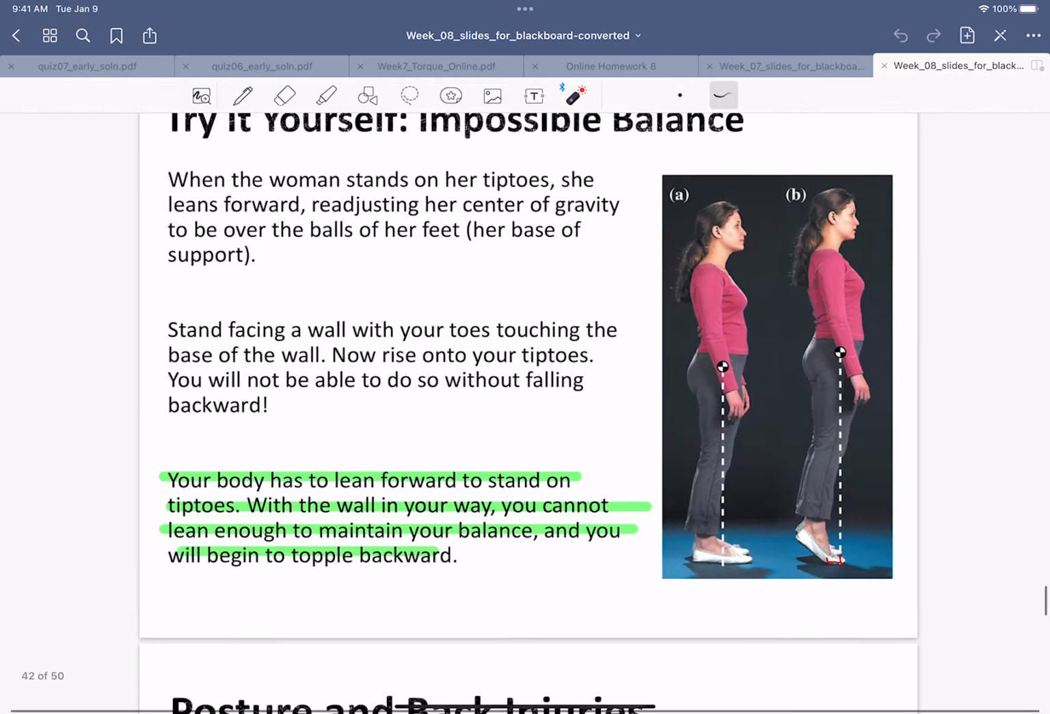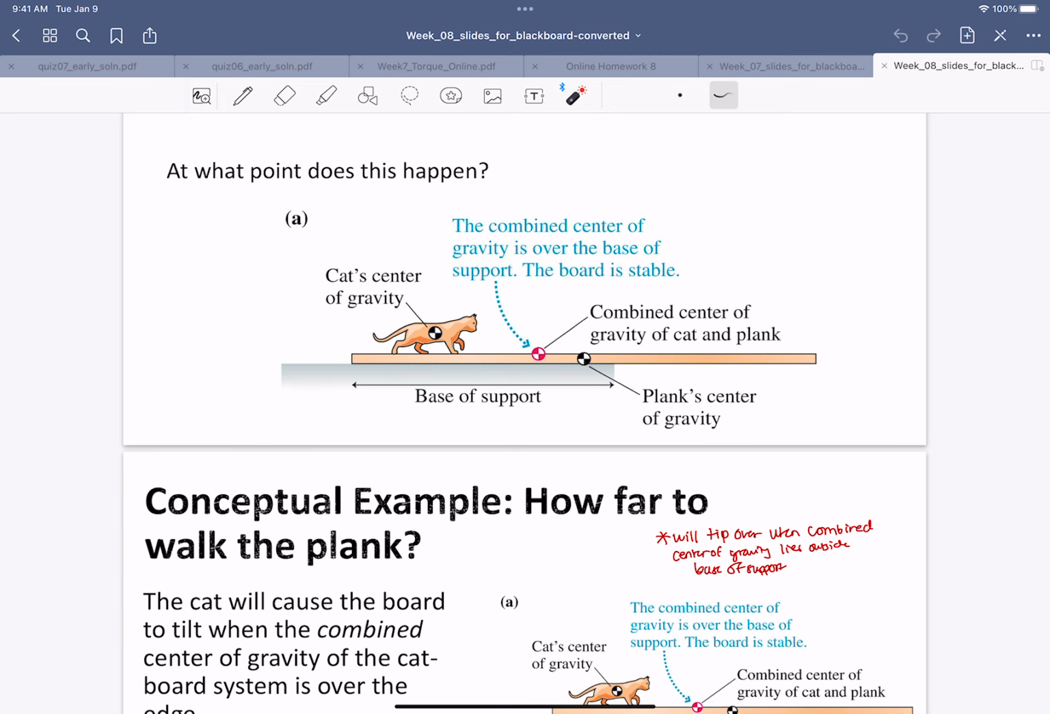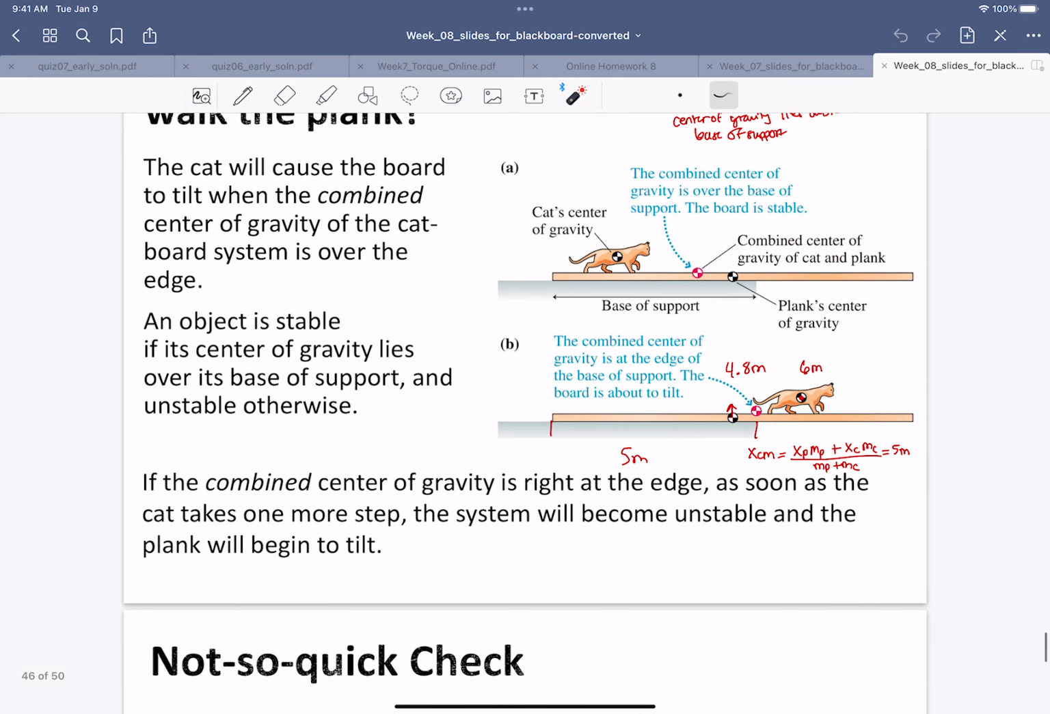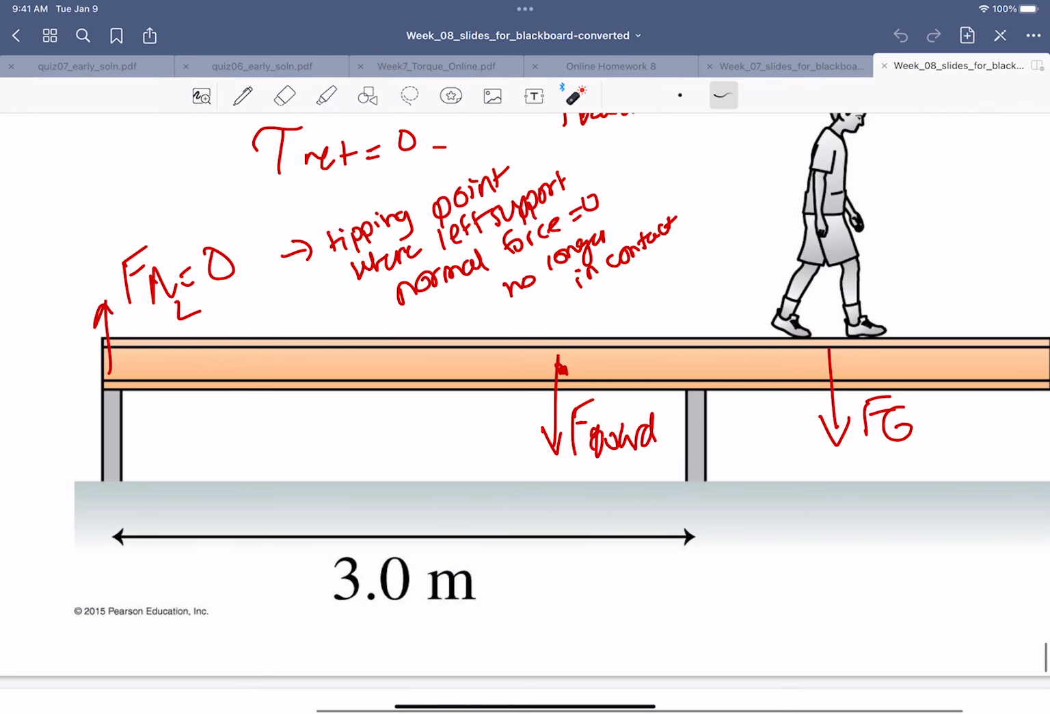Same idea here, and that's what you're going to see a lot of in these examples, maybe either on the exam or maybe on the quiz tomorrow. This idea of base of support with a person or a cat or something like you see here. So here to here, for example, this 3 meter distance is our base of support. Here's what's in contact, basically.